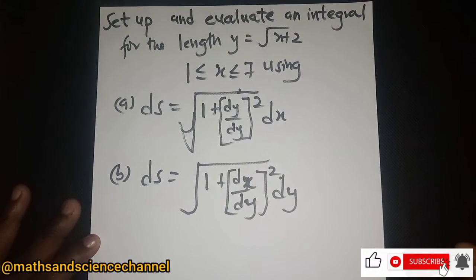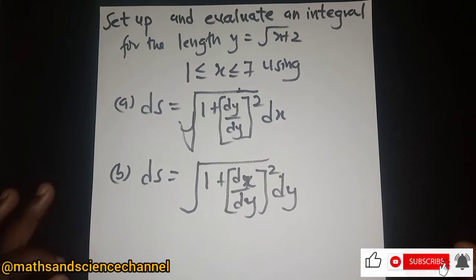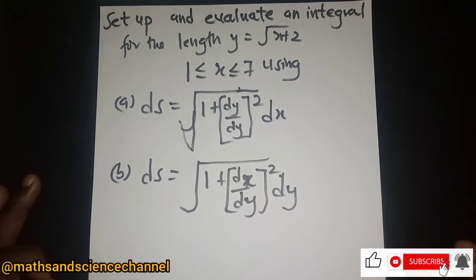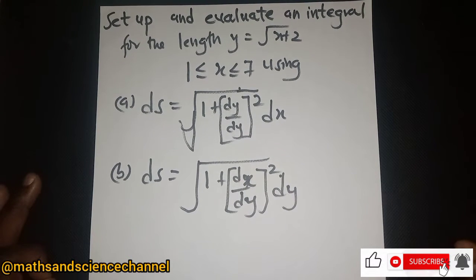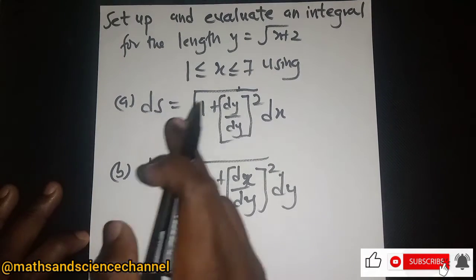Now we are to set up and also evaluate the integral for the length of y equal to the square root of x plus 2, for the range of values 1 less than or equal to x, which is also less than or equal to 7, using ds equal to the square root of that. That's for a and b.